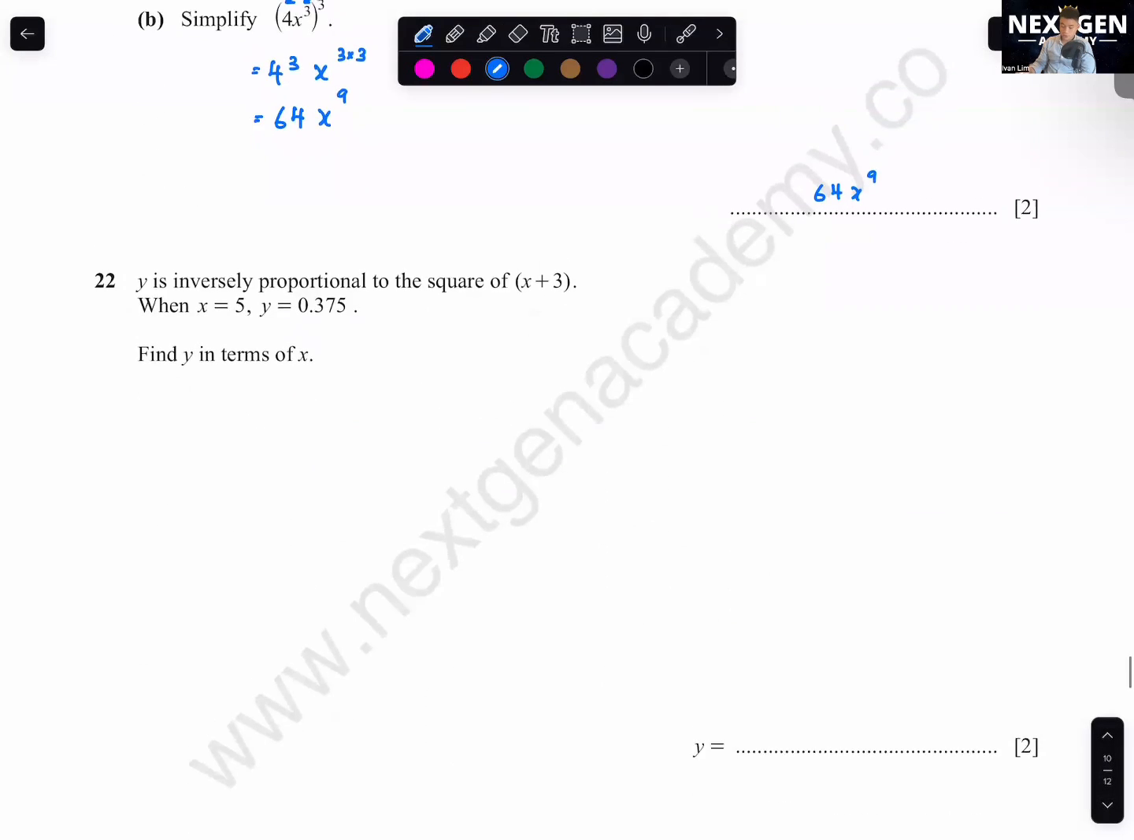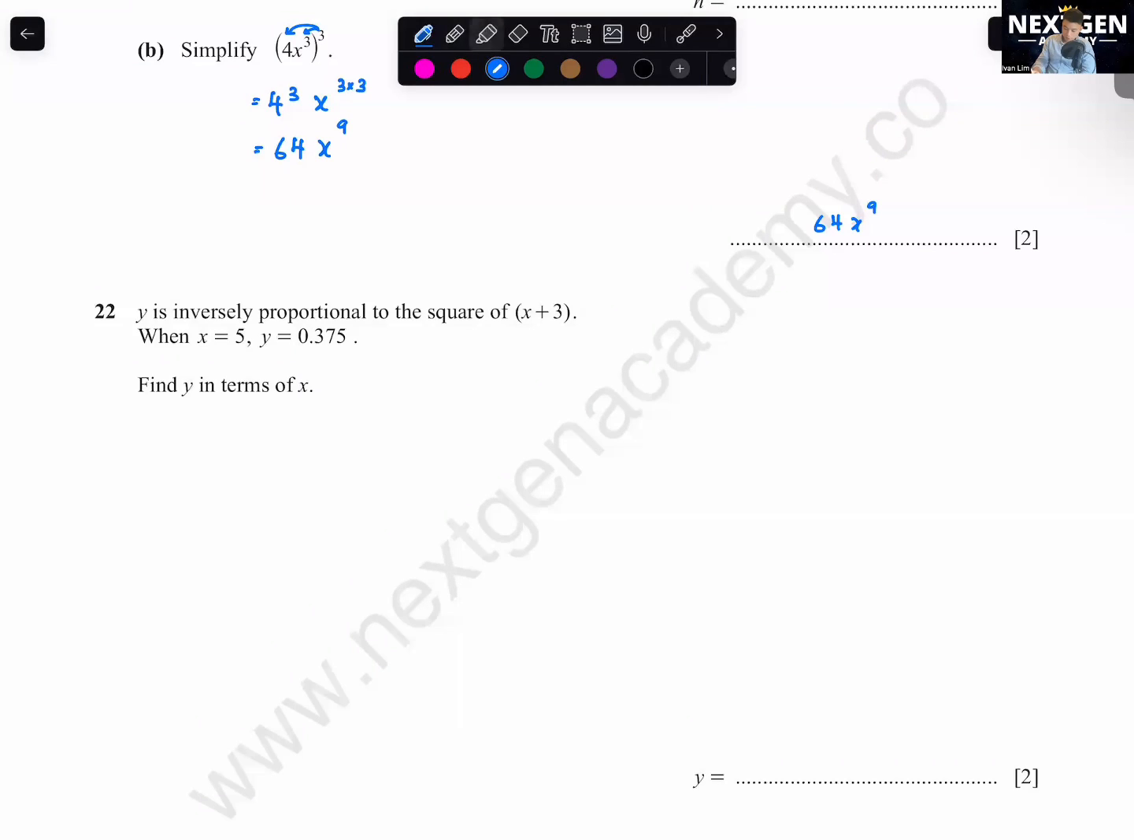Okay, question 22. Inversely proportional question. Keyword here, inversely proportional to the square of x plus 3. x is 5, y equals to 0.375. Okay, whenever we see proportional type of question, we need to find the k value first. Okay, first step is find k. But how to find k? We write down the relationship first. y is inversely proportional, we use that fish symbol, to the square, (x plus 3) squared. Okay, how to change the fish symbol? You multiply it by k.